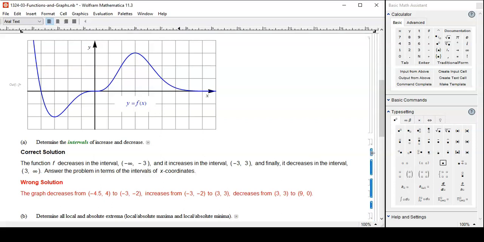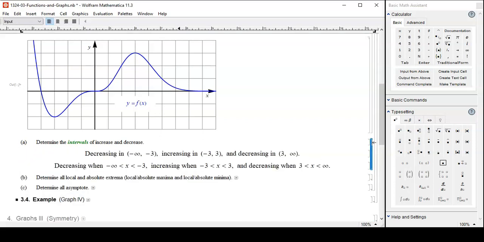Let's see, what did I do in my answer key here? Decreasing in the interval negative infinity to negative 3, increasing in the interval negative 3 to positive 3, and decreasing again from 3 to positive infinity. Or equivalently, decreasing when x is less than negative 3. Everything is greater than negative infinity, so I don't need this part. Increasing when x is greater than negative 3 and less than 3. And finally, decreasing when x is greater than 3. Again, everything is less than infinity, so I don't need this part.